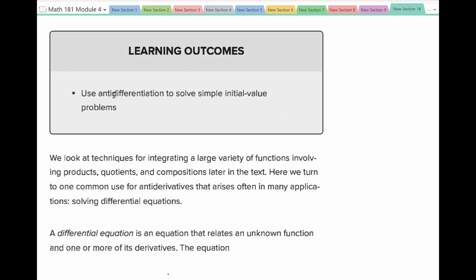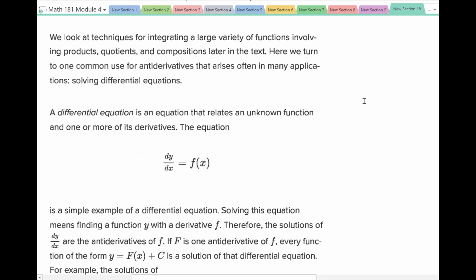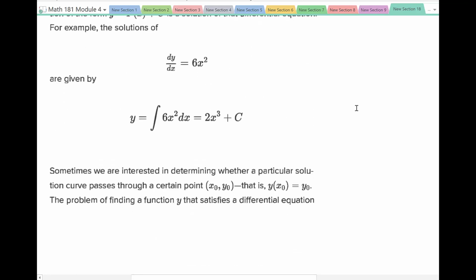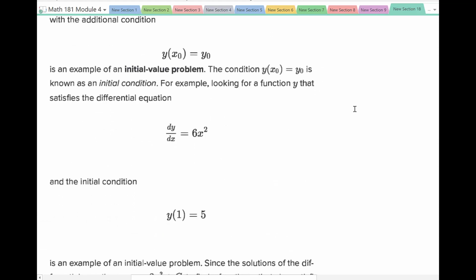So the learning outcome: use antidifferentiation to solve simple initial value problems. Okay, so let's see here. An initial value case is when we have an initial x value given to us and it gives the initial y value. We can plug things in.